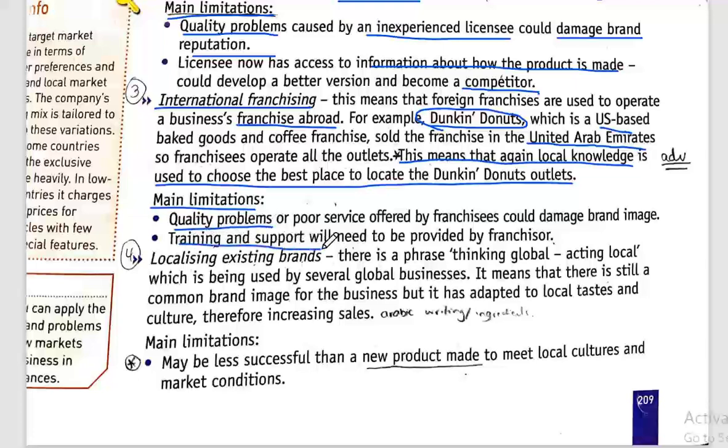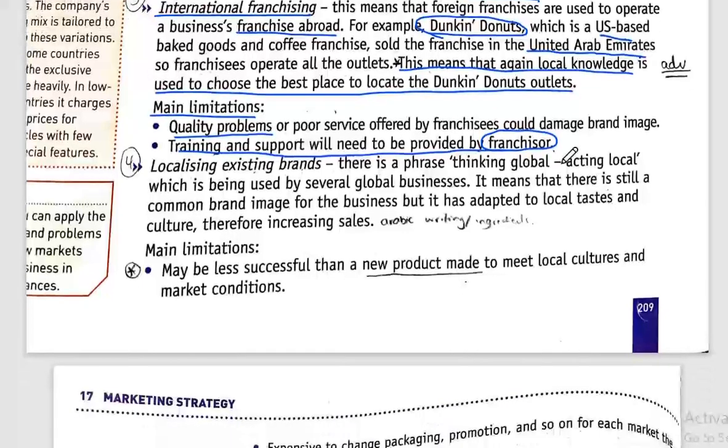Training and support costs are going to be provided by the franchisor, and you can go back to lesson 4, types of business organization, to read more about the franchisor. He's going to pay for all the costs, whether training costs or advertising and so on.